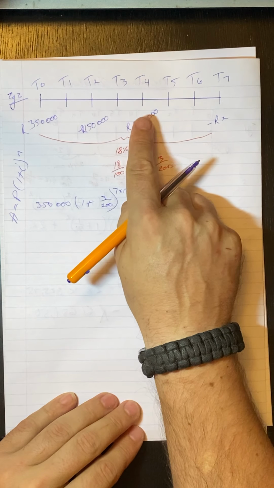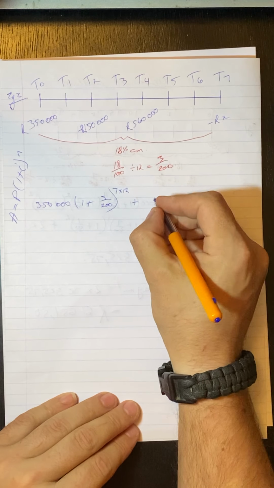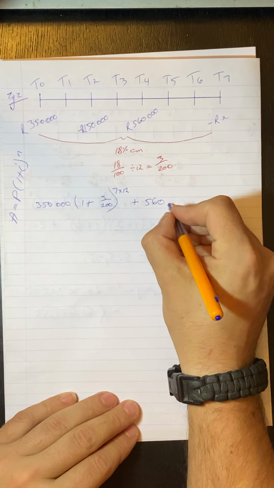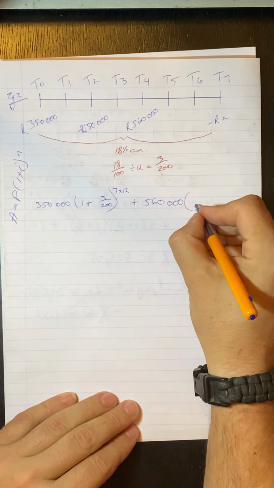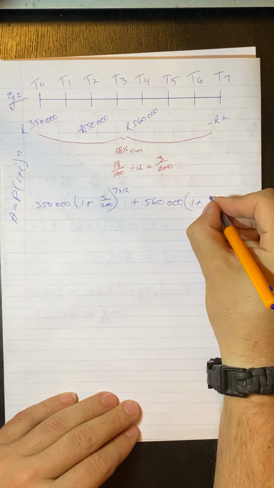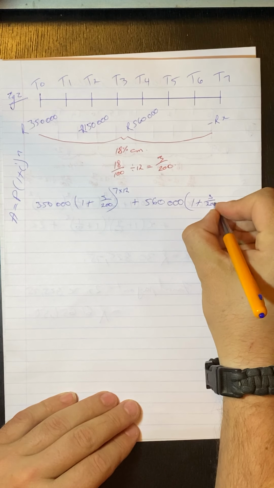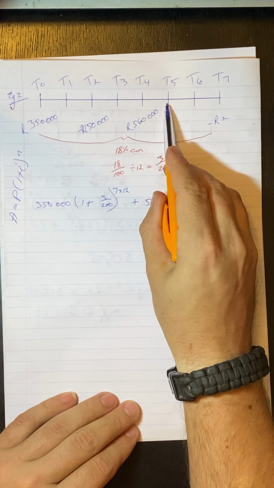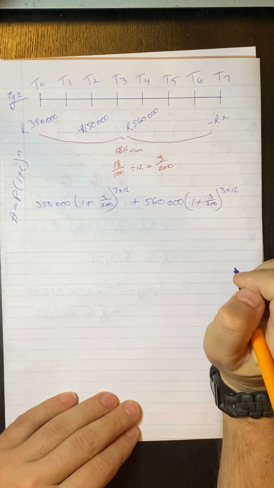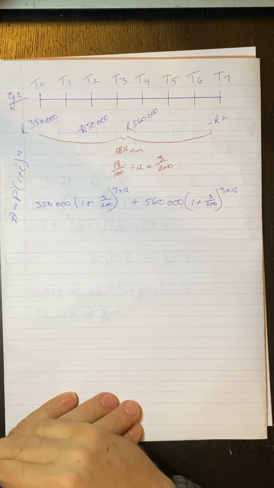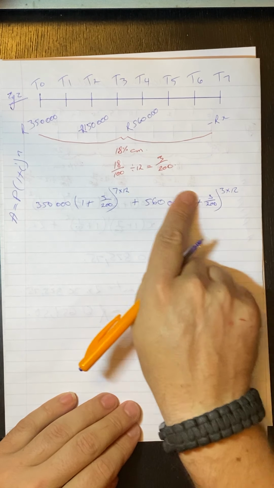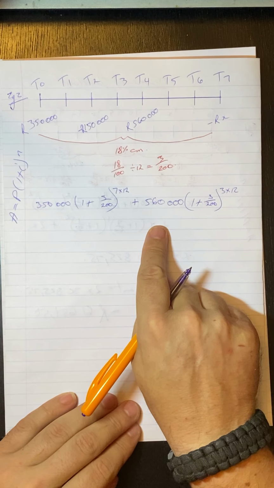But this guy takes out a further loan, so we've got to add on to this whole thing, and it's 560,000. And the interest earned on this is still 3 over 200. And he is going for 1, 2, 3 years. So it's 3 times 12 to get that from years into months. So that is the loan amount and the interest added onto the loan amount.